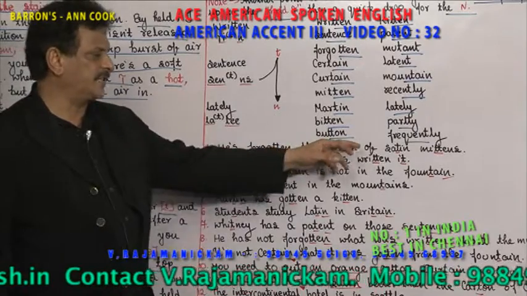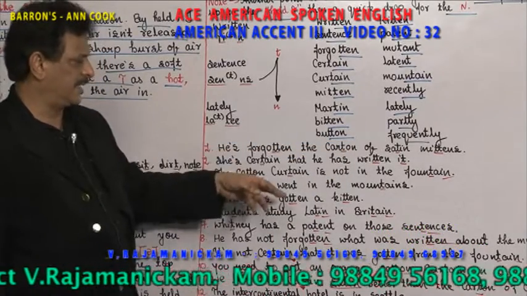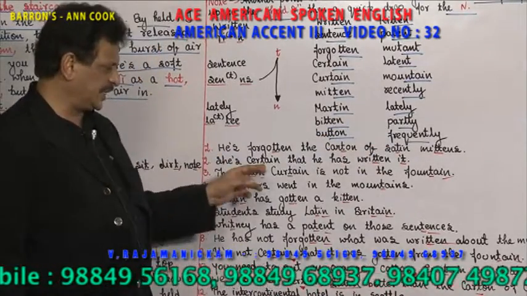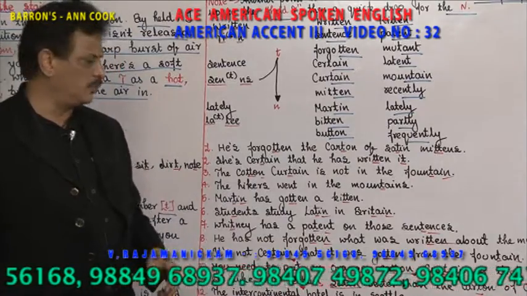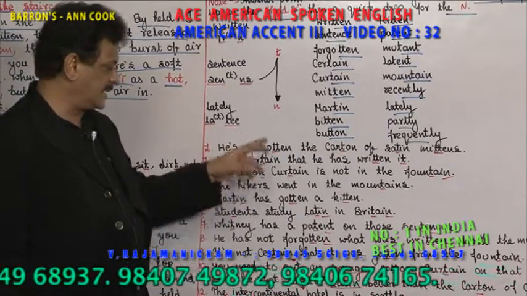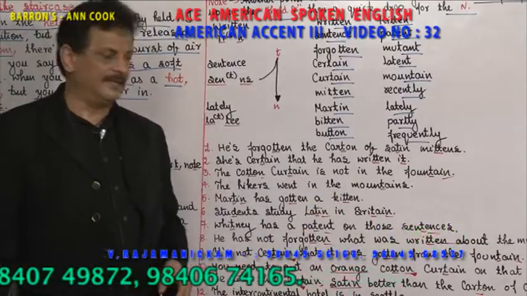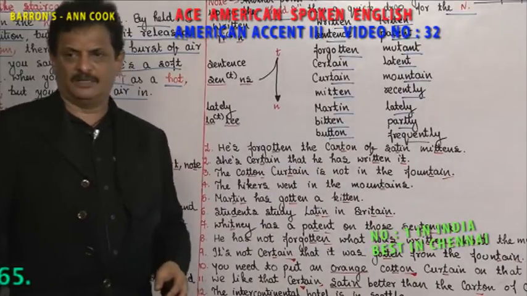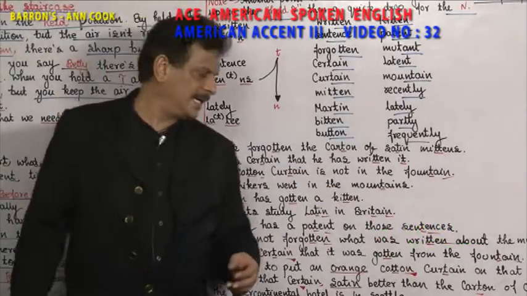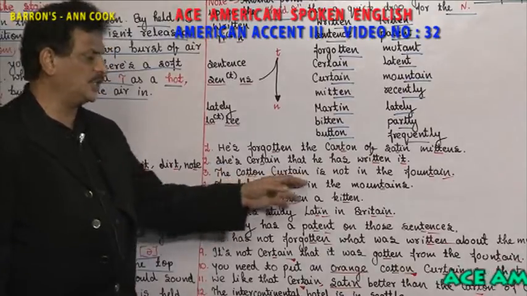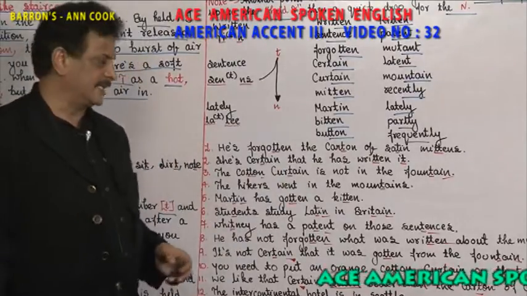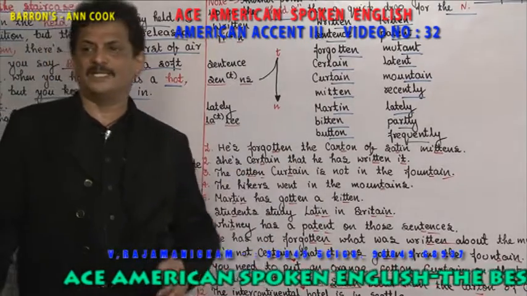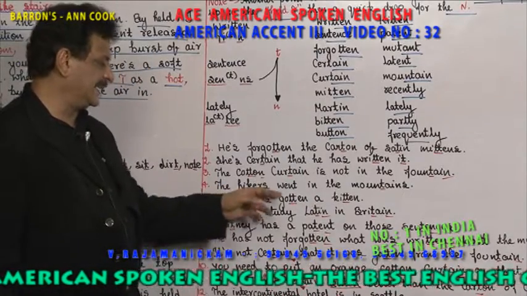Forgotten the cotton of satin mittens. She is certain that he has written it. Certain that he has written it, written it. Next, the cotton curtain is not in the fountain. The hikers went into the mountains. Martin has gotten a kitten.